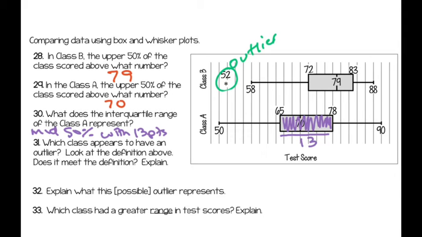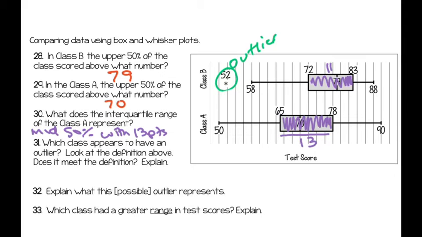Now, if you compare that to Class B, their interquartile range was between the 72 and 83, and so that's 11 points. So they were more concentrated in that 50%, and so there wasn't as much variety in the scores. They weren't as different. It didn't go as widespread. And so that's what we're being able to tell from the interquartile range.